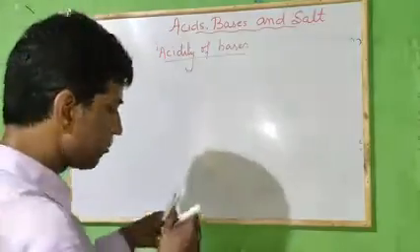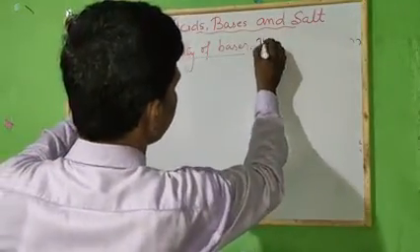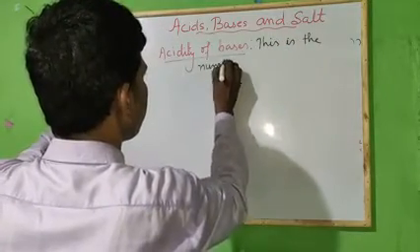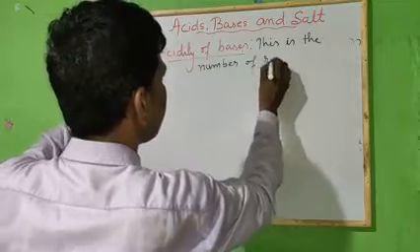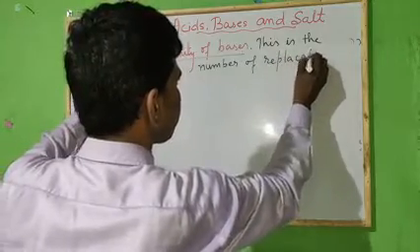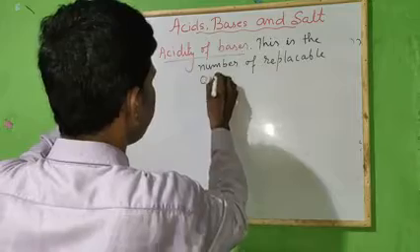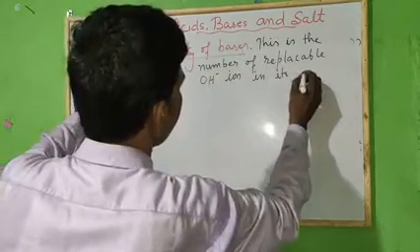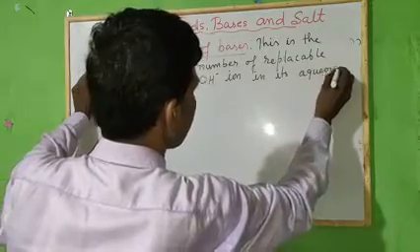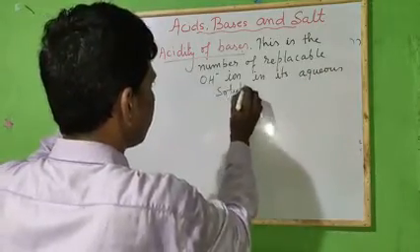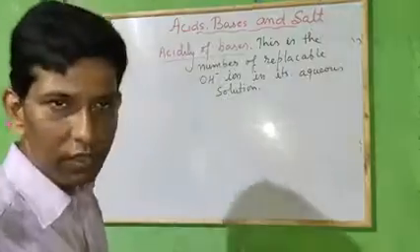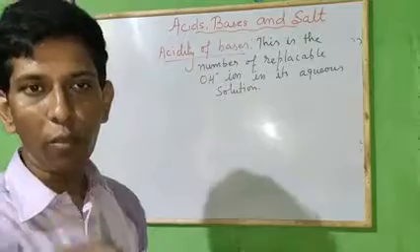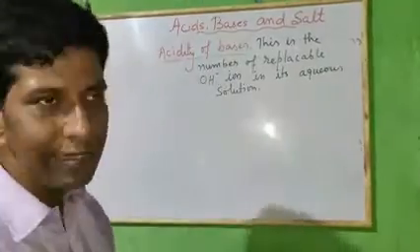So first of all, let me write the definition of this. This is the number of replaceable OH minus ions in its aqueous solution. So when any base comes in contact with the aqueous solution, OH minus will be released, and how many OH minus are released determines its acidity.